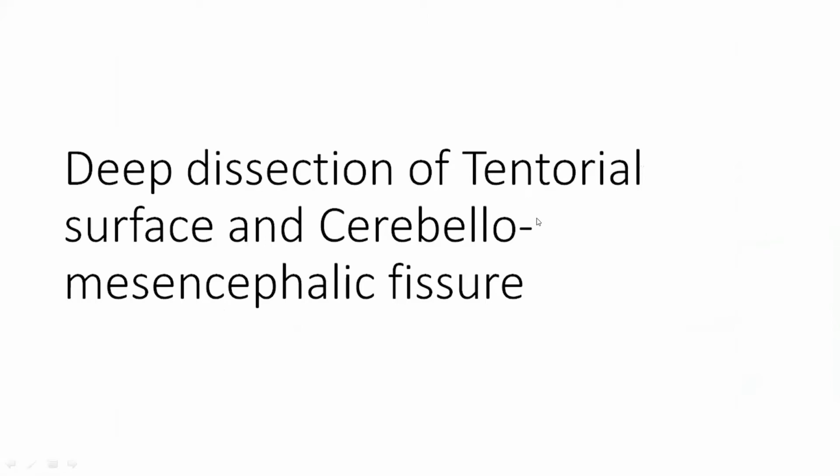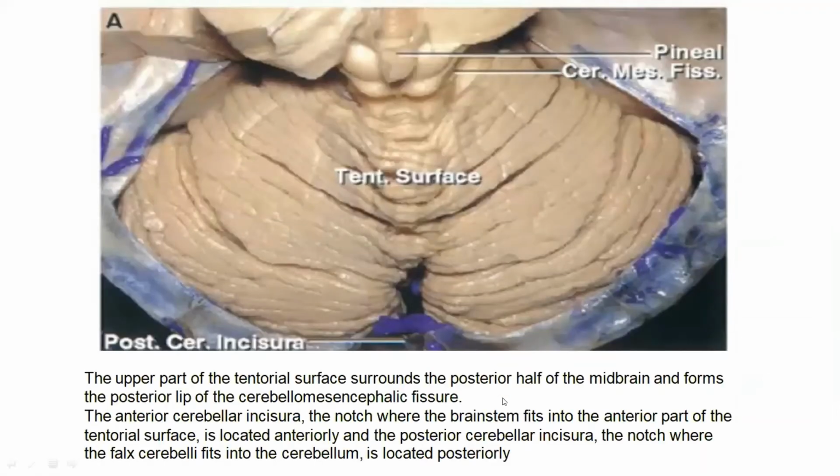Now this surface, the tentorial surface, has its relation to an important fissure, which is the cerebello-mesencephalic fissure. So now we will be discussing in detail the deep dissection of this tentorial surface along with the anatomy of the cerebello-mesencephalic fissure. So as we already saw, this is the tentorial surface. The upper part of the tentorial surface actually surrounds the posterior half of the midbrain, and this forms the posterior lip of the cerebellomesencephalic fissure, basically between the cerebellum and the midbrain.